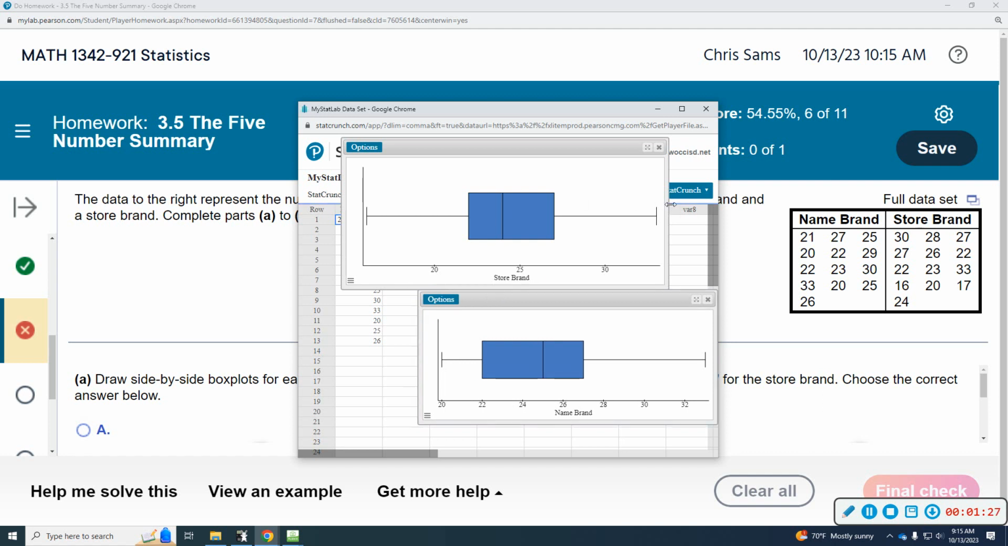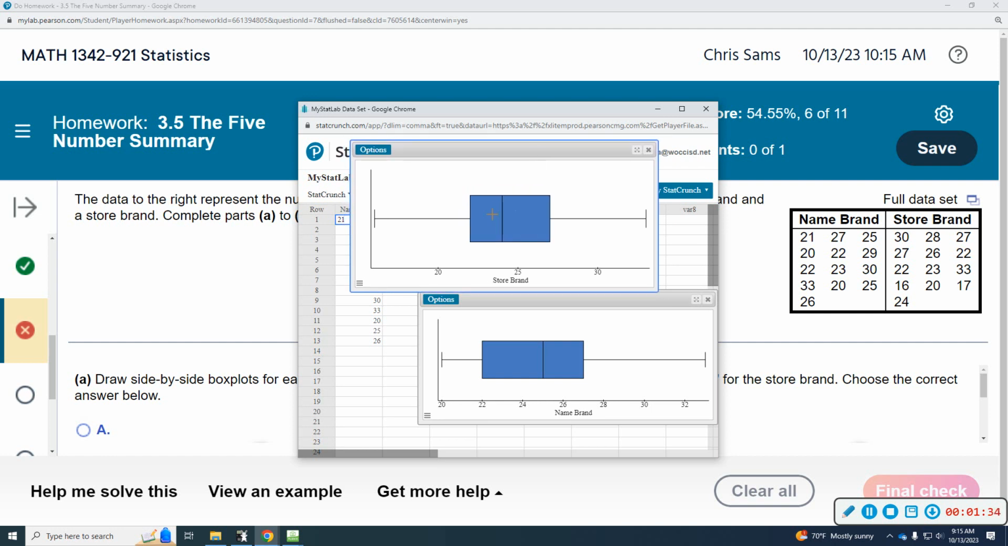So if I was going to stack them, I would have to kind of off-center them like this, roughly. So this will give us a better idea. Store brand up here, name brand here. Looks like the name brand has, I would say, more variance because it's more spread out.